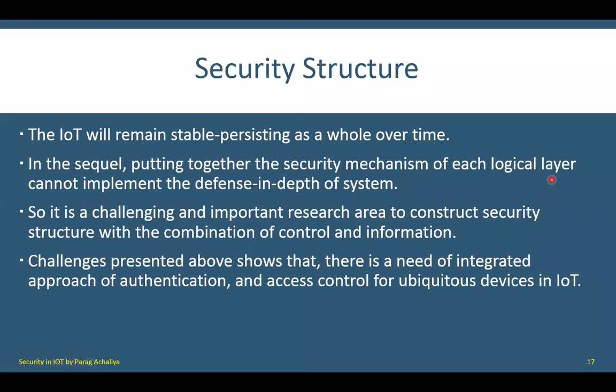Challenges presented above show that there is a need for an integrated approach of authentication and access control for ubiquitous devices in IoT. So whenever there are ubiquitous devices in IoT, there should be proper access control for those ubiquitous devices. On the same side, some integrated approach of authentication must be provided for all types of your IoT networks and all types of your IoT applications.